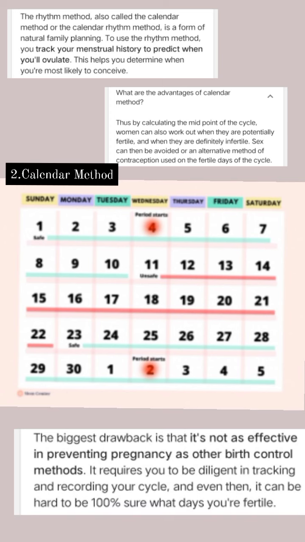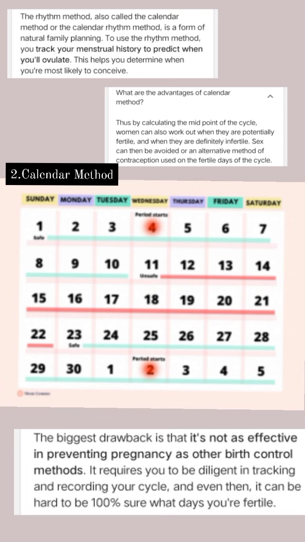The rhythm method, also called the calendar method or the calendar rhythm method, is a form of natural family planning. What are the advantages of calendar method? By calculating the midpoint of the cycle, women can work out when they are potentially fertile and when they are definitely infertile. Sex can then be avoided or an alternative method of contraception used on the fertile days of the cycle.